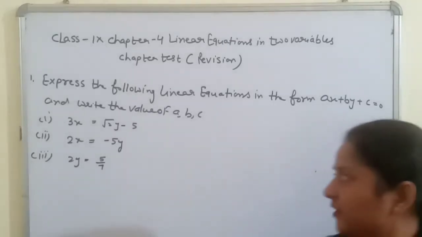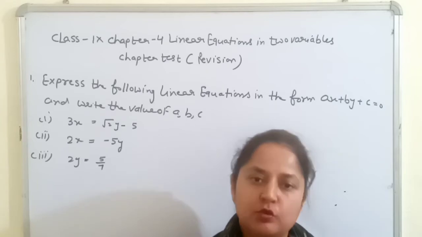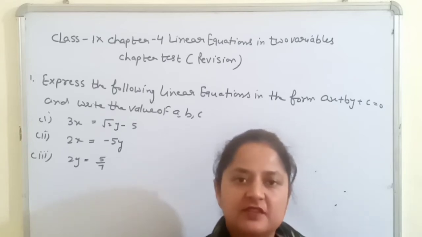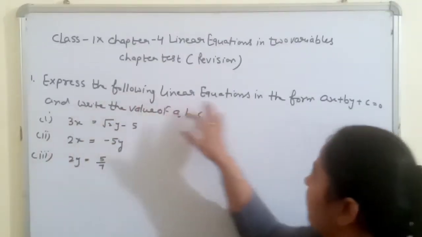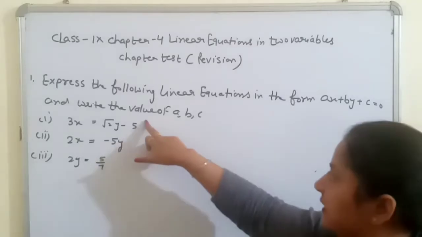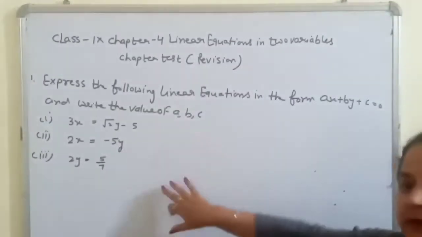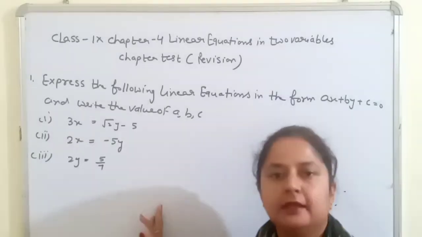Good morning, students. As per our last session, we have completed the chapter from the NCERT. Hope you all have done this chapter. So let's revise it again. Question 1 is: express the following linear equation in the form of ax plus by plus c and write the value of a, b, c in each expression. In NCERT exercise 4.1 we have already done this type of question.